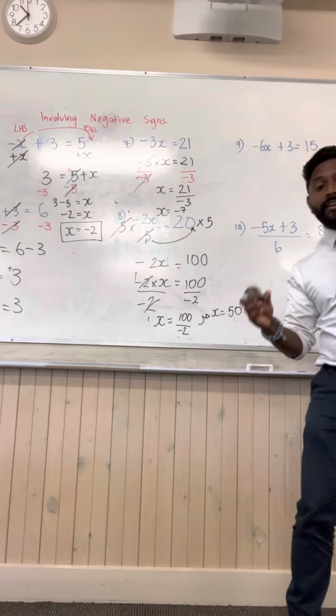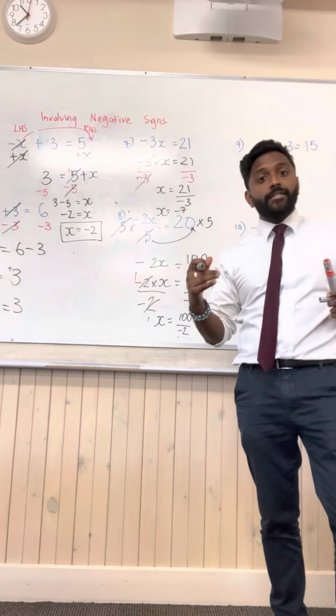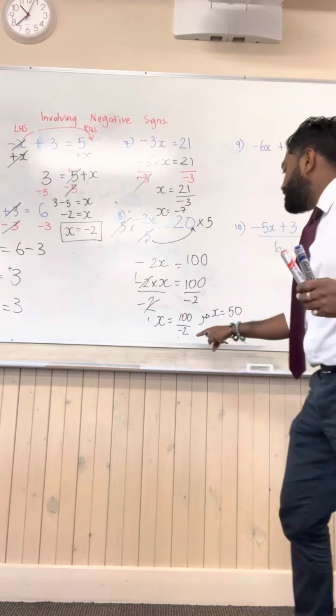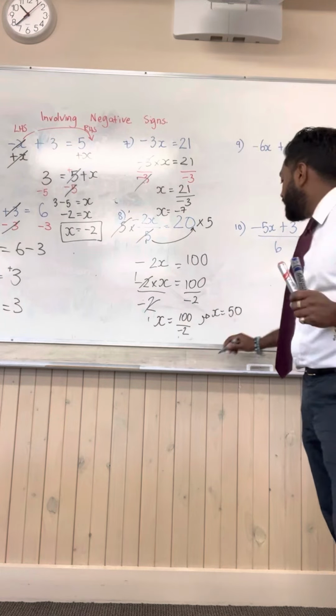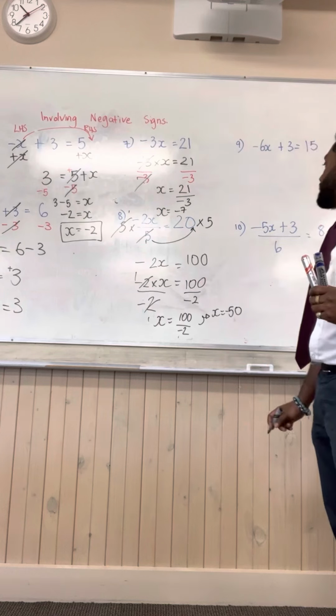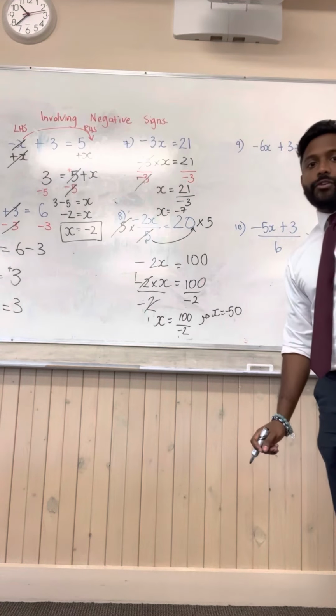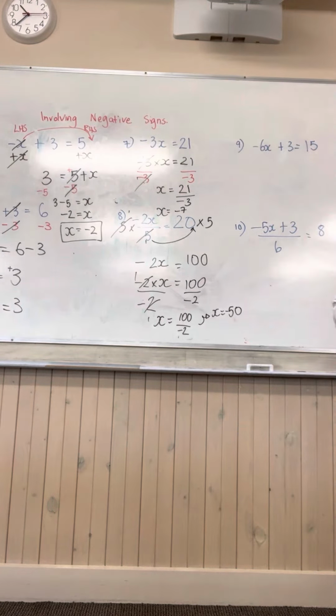But you need to make sure, this is where 95% of people go wrong here, is because they forget there's an actual negative sign. What's a positive divided by negative? It's negative. So the answer is going to be x is equal to negative 50.